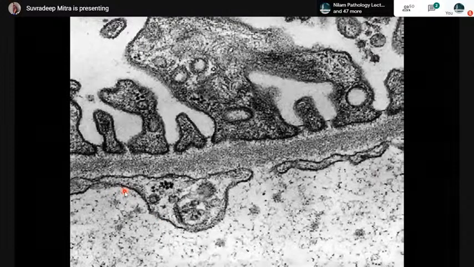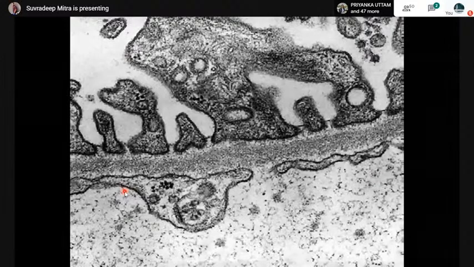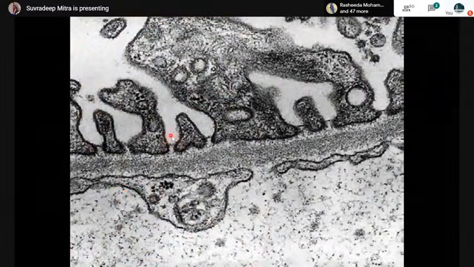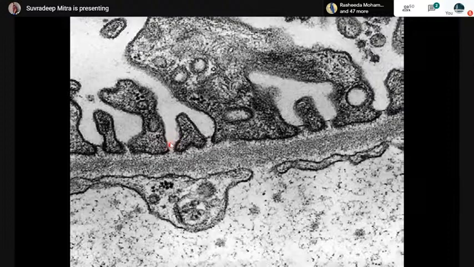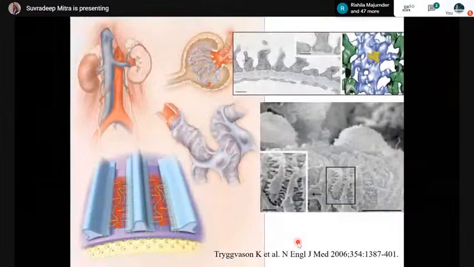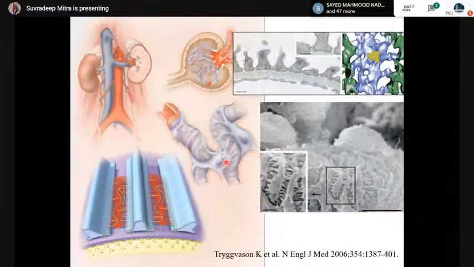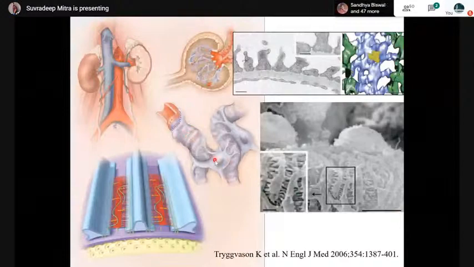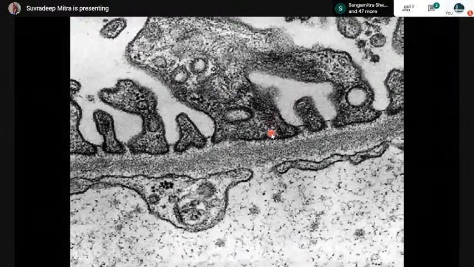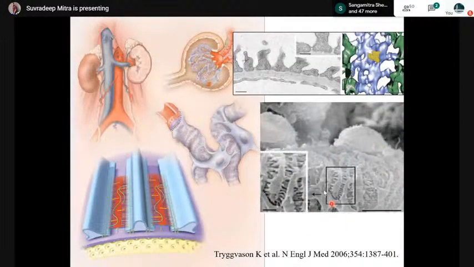Now I would like to draw your attention to something called the filtration slit or slit diaphragm. Let me tell you that this filtration slit lies somewhere here, just at the bottom end of the foot processes. So let me show you. This is a very nice article which came out in NEJM by Tryggvason et al. These are the electron microscopy pictures. This is transmission electron microscopy, whereas this is a scanning electron microscopy picture.